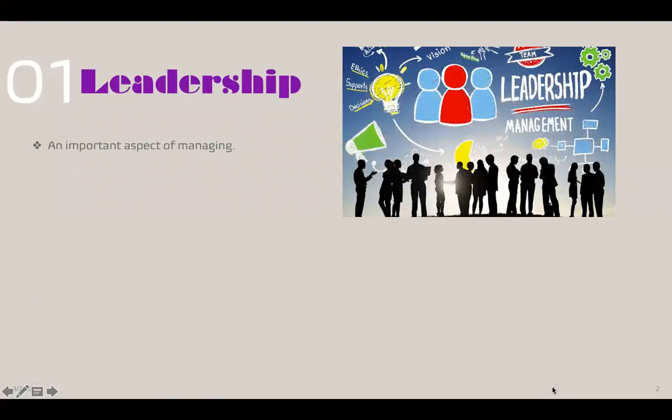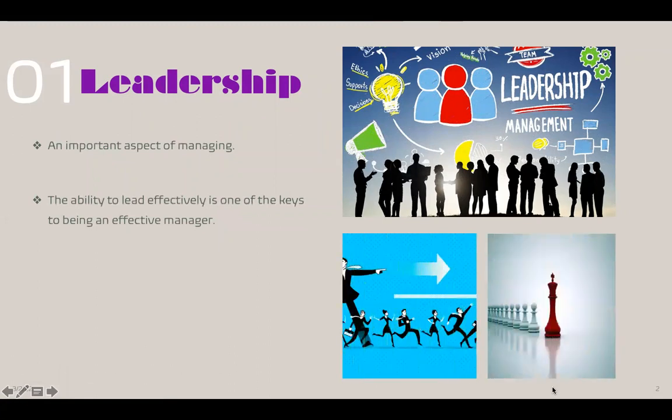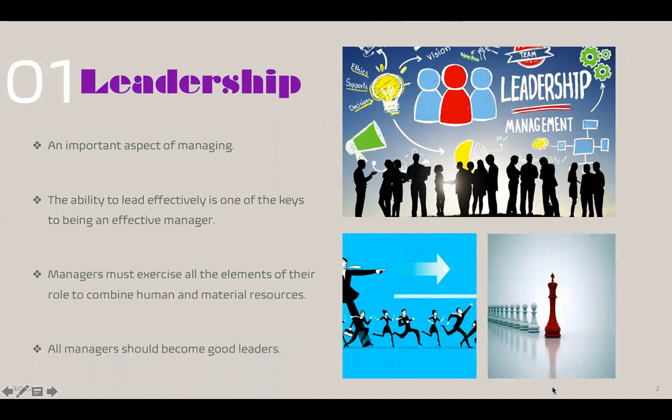But first, let me discuss what leadership is. Leadership is an important aspect of managing. The ability to lead effectively is one of the keys to being an effective manager. Managers must exercise all the elements of their role to combine human and material resources. And last, all managers should become good leaders.